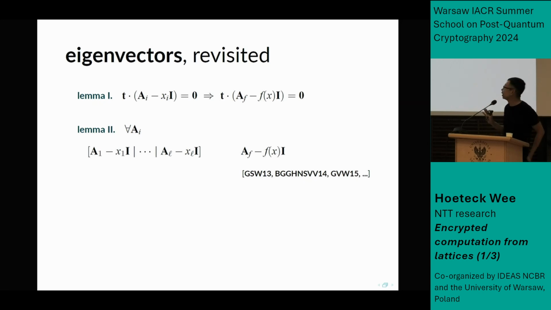Okay, so I want a formula that relates AI minus Xi times I, and AF minus f of x times I. That is a generalization of lemma 1. I'm going to tell you what the new statement is, and then I'm going to explain why it implies lemma 1, and then I'm going to show you the proof.